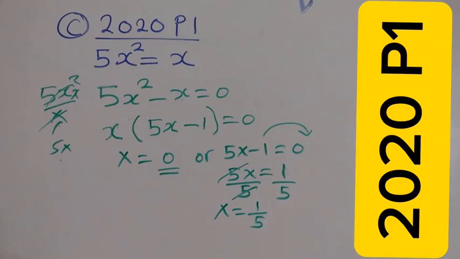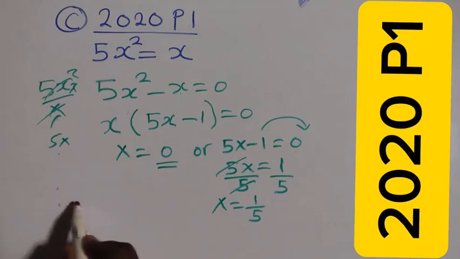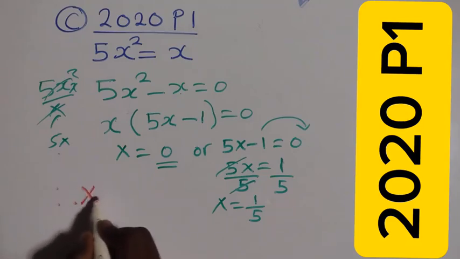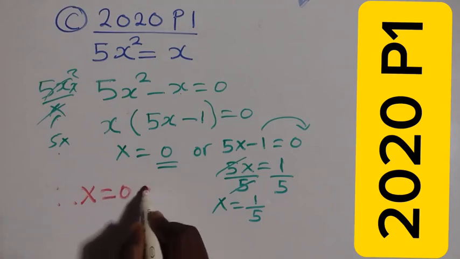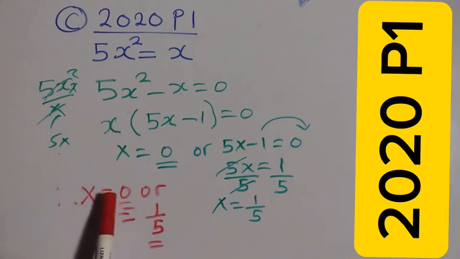So our final answer now, you can just say therefore, x is equal to 0 or x is equal to 1 over 5. These are the two values of what? Of x. X is equal to 0 or x is equal to 1 over 5.